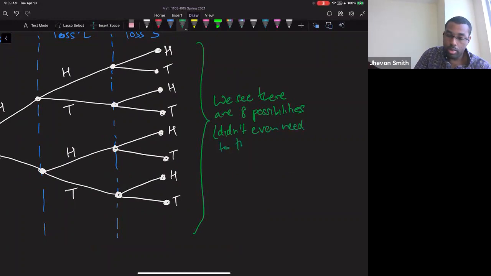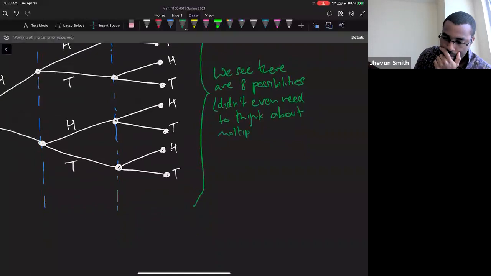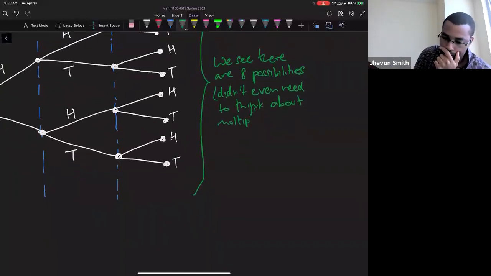Didn't even need to think about the multiplication rule, in fact. Once you start drawing the tree, at each point, you just put all the possibilities that are still possible. At the end of the tree, the number of branches will tell you the number of total possibilities. You don't have to think about the multiplication rule.